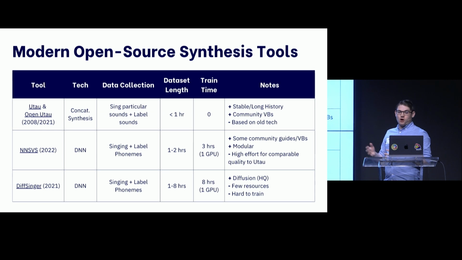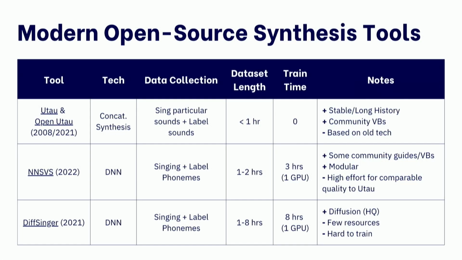So there are a few open source synthesis tools that I'll mention that are pretty powerful. The first one I'll mention is the Utau and its open source successor, OpenUtau. These are both based on the concatenative synthesis technology. And if we were trying to create a data set for this tool, the way it works is we'll have to sing particular sections of sounds that they tell us to sing.